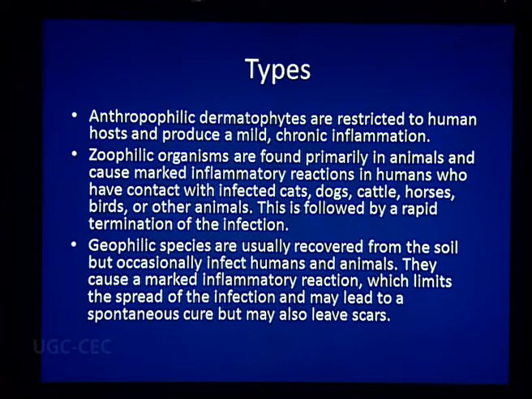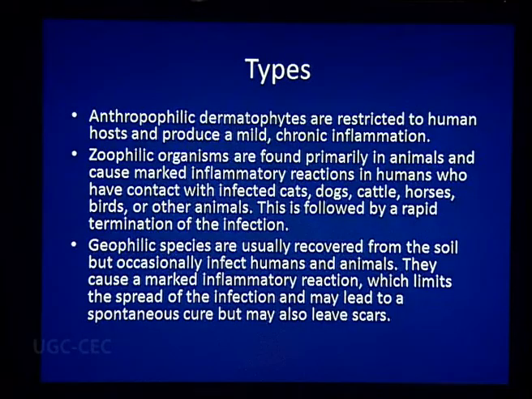They are anthropophilic, which means that they mainly invade humans, causing skin infection. They may be zoophilic, which cause infection in cats, dogs and cattle. And the third one is geophilic, which means they are mainly found in the soil and they may come in contact with human skin and cause a human inflammatory reaction.